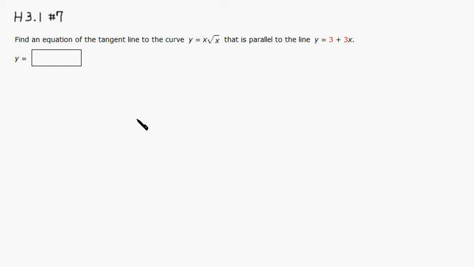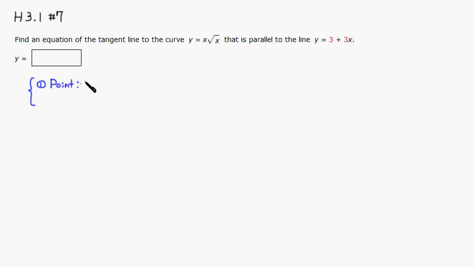Okay, let's go over 3.1, number 7. All right, so we're looking for the equation of the tangent line. So we need two things, as always. The first one is going to be the point. You have to have at least one point on that tangent line.